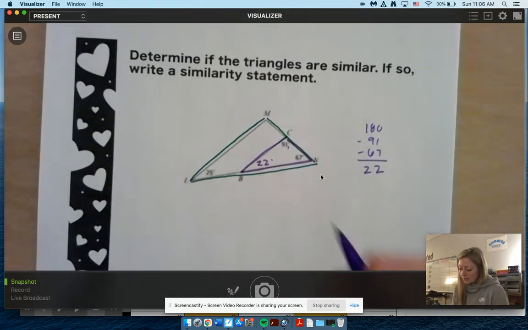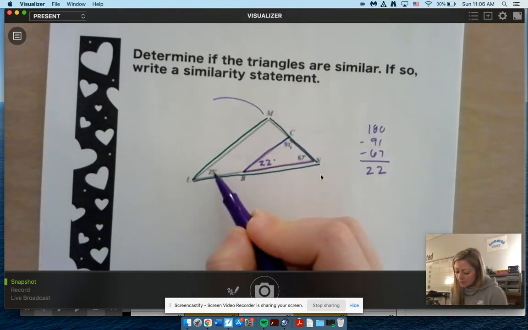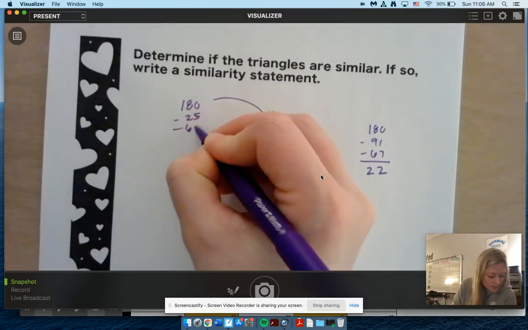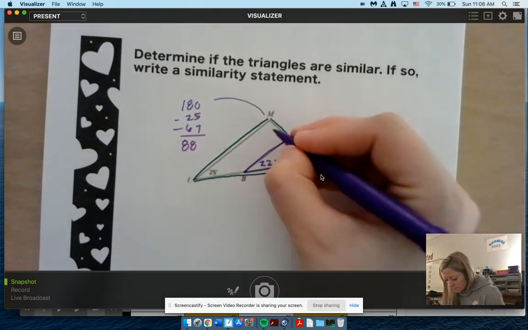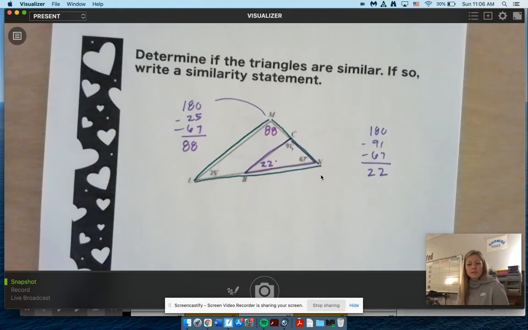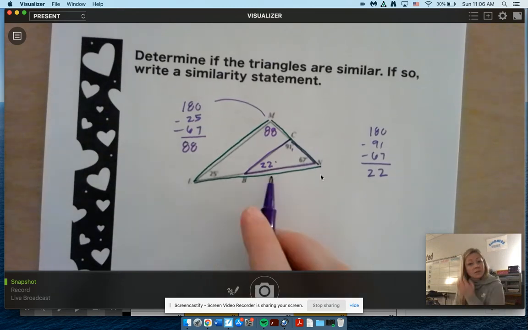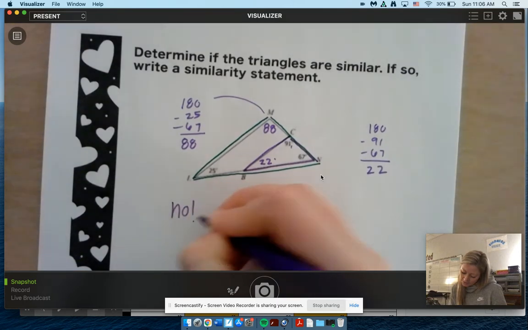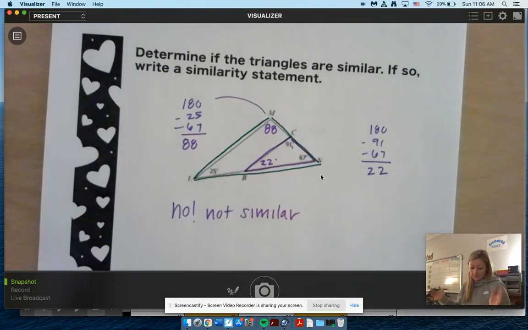And then to find angle M, look at your big triangle. We have 25 and 67 in there. So 180 minus 25 minus 67 is 88. So now if I look at those two triangles, do I have another pair of congruent angles? We're close. 25 and 22, they're very close, but they're not exact. So this is another nope, not similar. Smell you later, right? They're not similar.